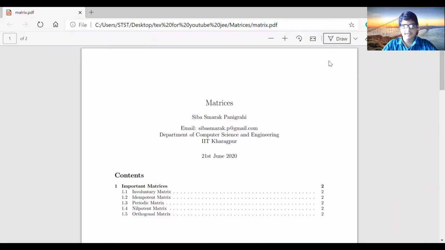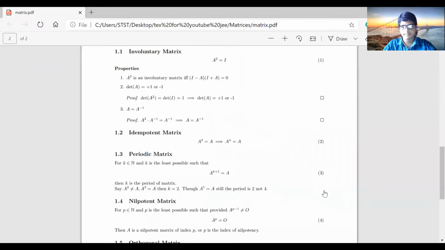Hello everyone. Let us go to the last lecture for matrices. This is the fourth lecture for matrices. We'll be covering certain important matrices. You can see the contents here: involutory matrix, idempotent matrix, periodic, nilpotent, and orthogonal matrices. These are going to be extremely important because some of them have very interesting properties which might be useful in certain questions. Let us go to them.